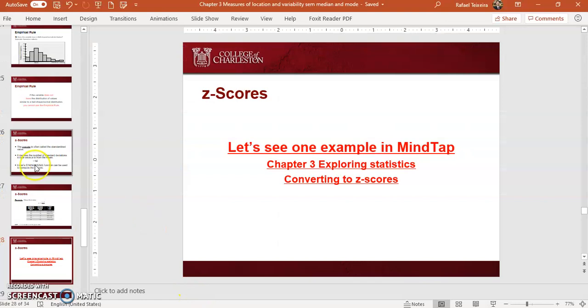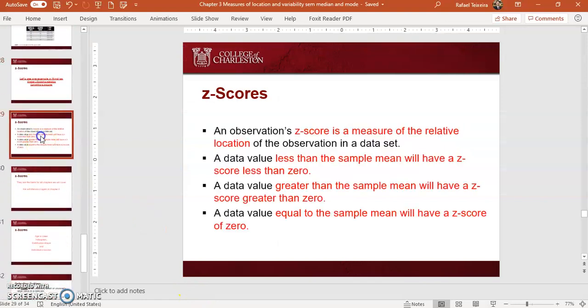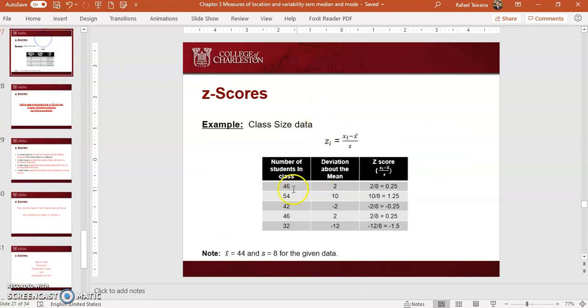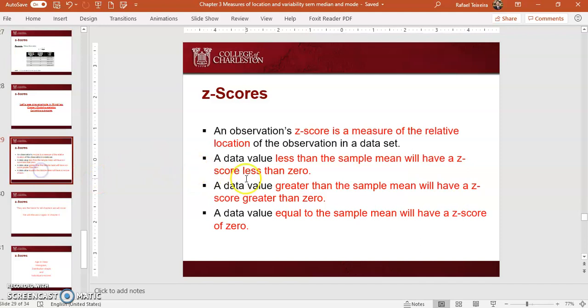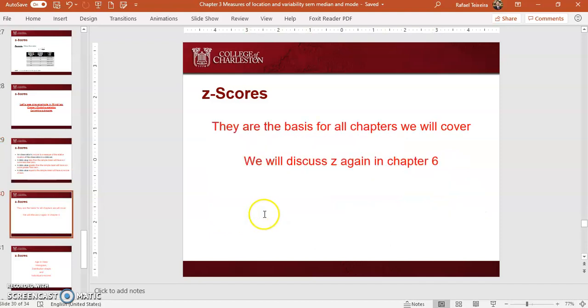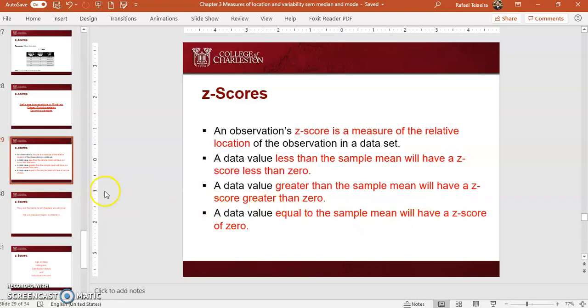I think you understand what z-scores are. Here's some more additional explanation: a z-score is a measure of the relative location of each observation in a data set. So how far each one of, for example, these classes are from the mean. And a data value less than the sample mean will have a z-score less than 0. A data value, or an observation, a class in our example, greater than the sample mean will have a z-score greater than 0. And a data value that is equal to the sample mean will have a z-score of 0.